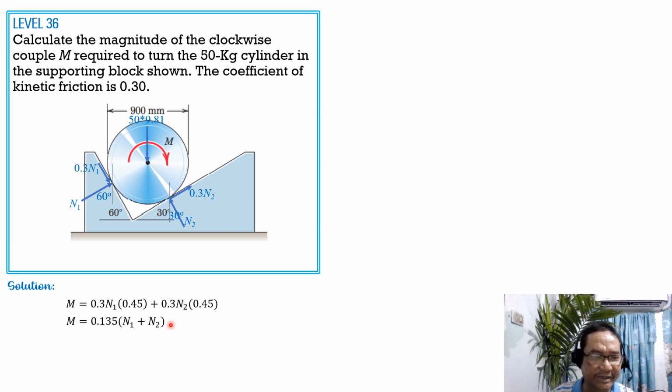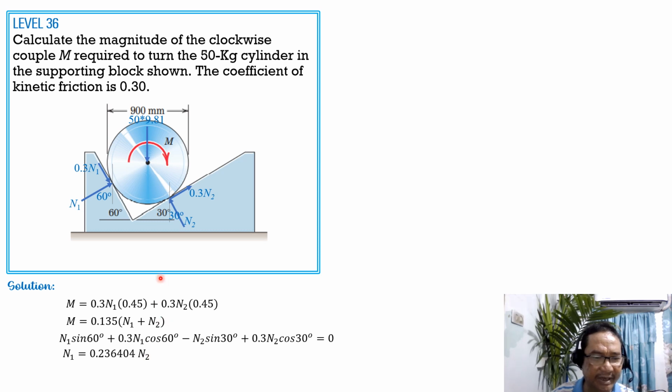Then summation forces X equals 0. So N1 cosine of 60 degrees plus 0.3 N1 cosine of 60 degrees to the right, then minus N2 sine of 30 plus 0.3 of N2 cosine of 30 equals 0. Combining like terms, express N1 in terms of N2. N1 is 0.236404 of N sub 2.